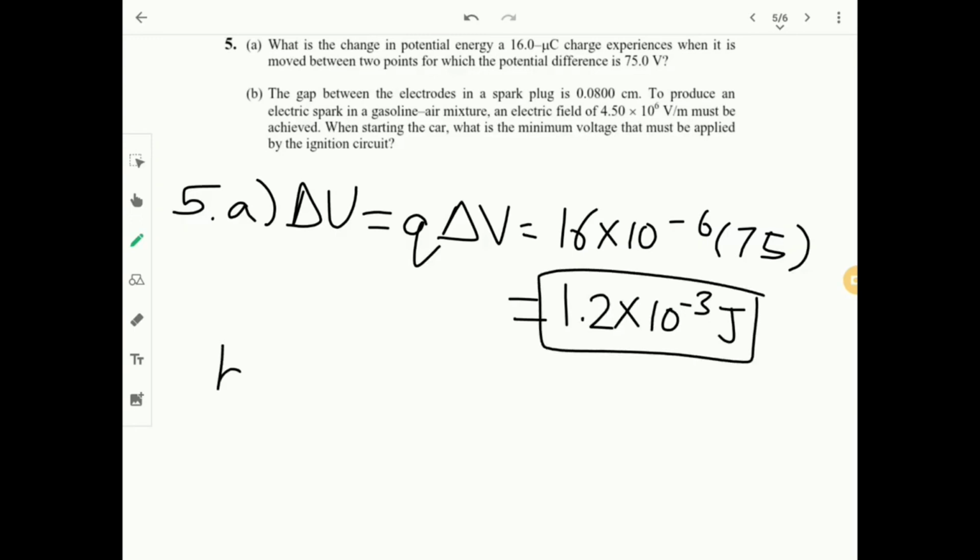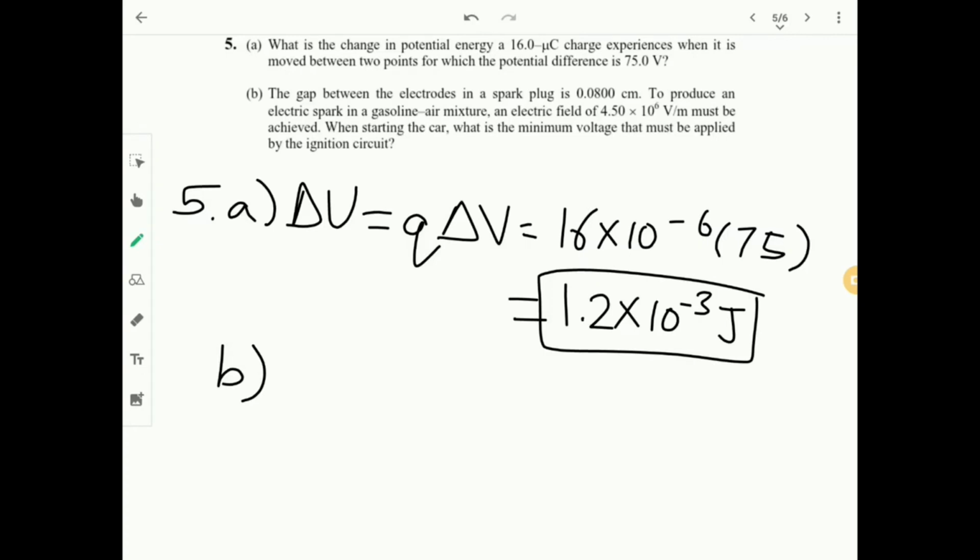That's it. Now, question 5. The gap between the electrodes in a spark plug is 0.08 centimeters. To produce an electric spark in a gasoline air mixture, an electric field of 4.5 times 10 to the 6 volts per meter must be achieved. When starting the car, what is the minimum voltage that must be applied by the ignition current?